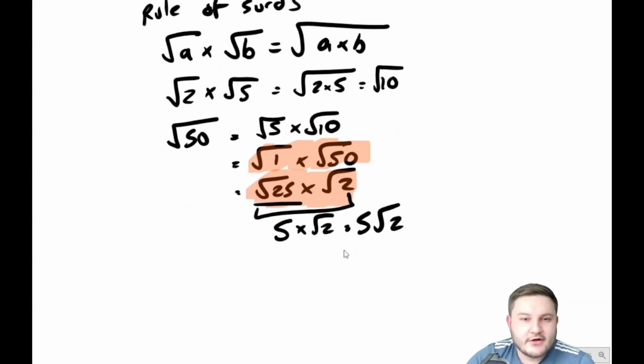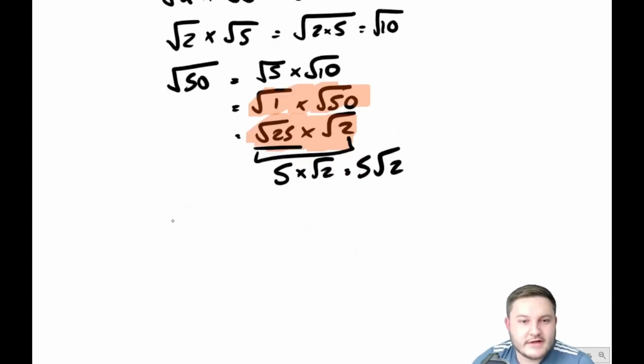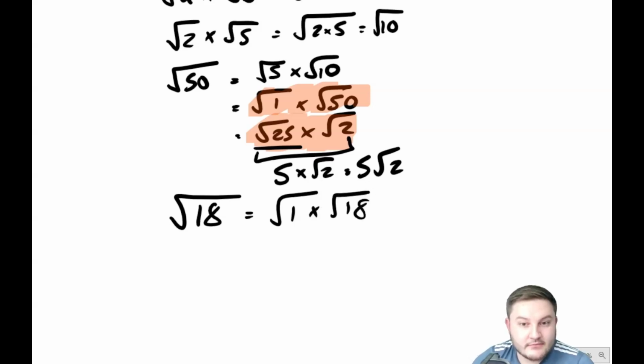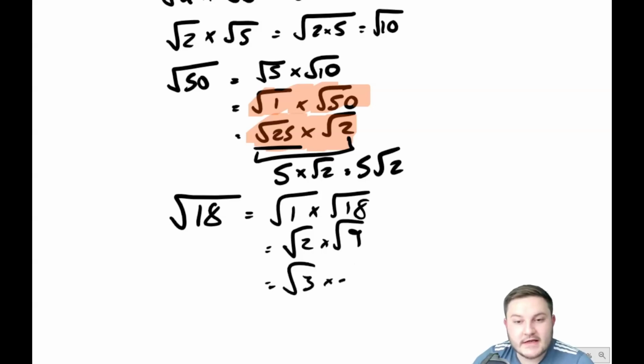So let's have another go at a different number. So for example, if I gave you the square root of 18. Well, the square root of 18 could be the square root of 1 times the square root of 18. It could be the square root of 2 times the square root of 9. And it could be the square root of 3 times the square root of 6.